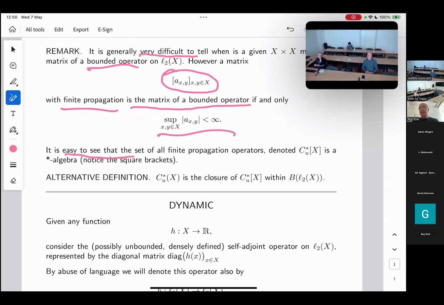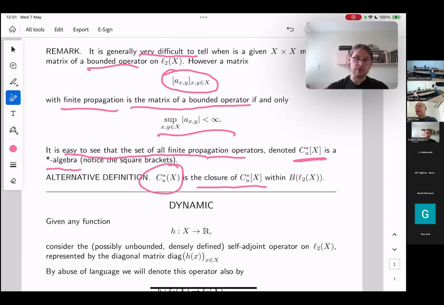It's easy to see that the set of all finite propagation operators, which I'm going to denote C star U brackets X, is a star algebra of operators, not a C star algebra, but the closure of this within the bounded operators is precisely C star of U of X. So C star U of X is the closure of the set of finite propagation operators. And in fact, it's my impression that John Roe's definition is more along those lines.